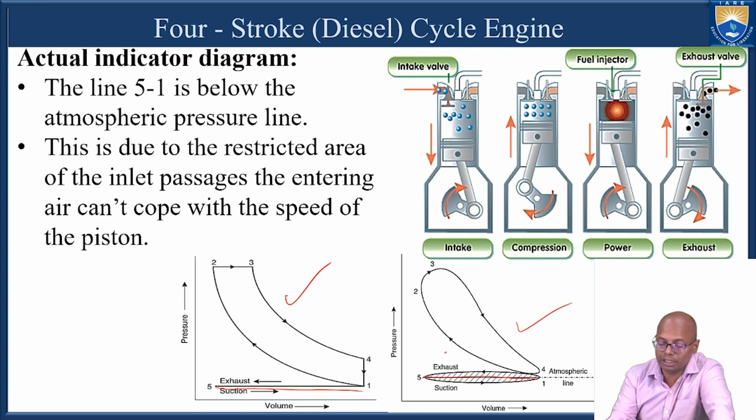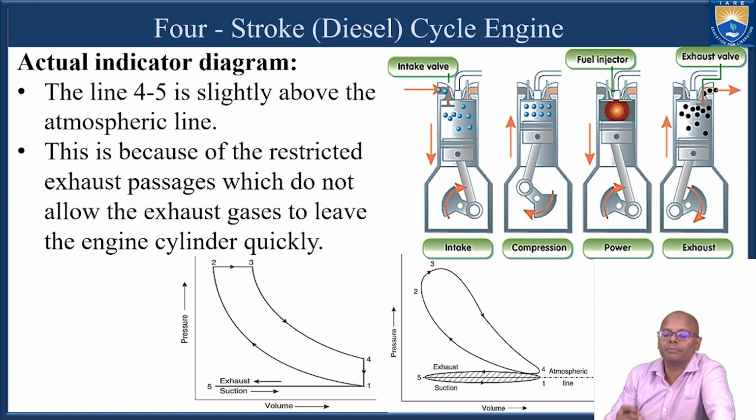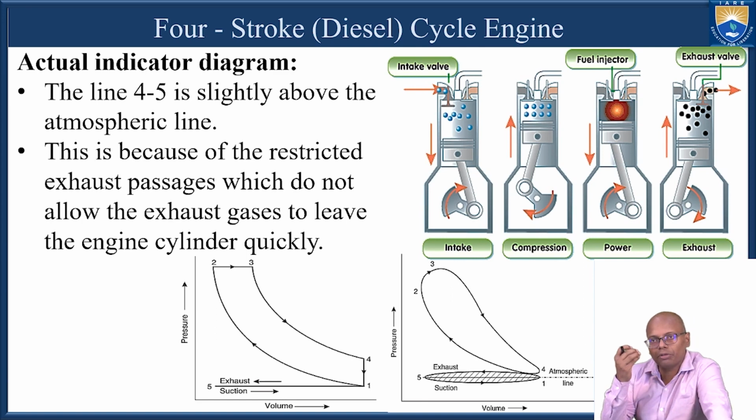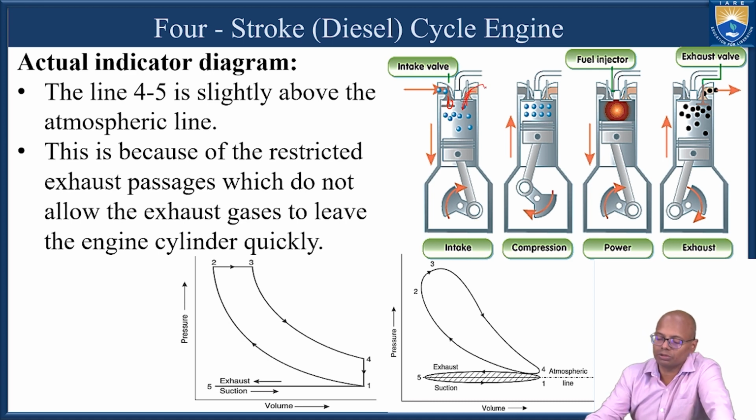So because of that, the suction pressure, the pressure during the suction stroke, is slightly below the atmospheric pressure, and the pressure during the exhaust stroke is slightly above the atmospheric pressure. This is happening because of the restricted area between the valve and the port, this valve seat and this valve. So this is the inlet valve and this is the exhaust valve.